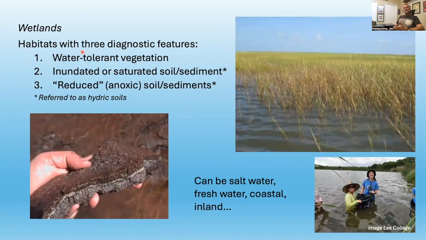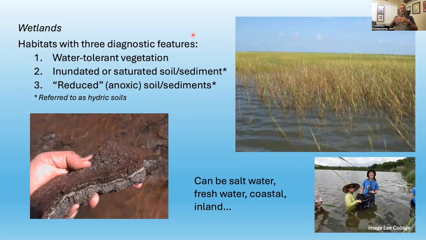So wetlands are defined as having three, you can call these diagnostic features. When I do wetland work, especially if I'm doing something for a client that wants to identify where a wetland is, delineate where a wetland is, or determine if a wetland is present, we're looking for specific key indicators that are defining of wetland environments.